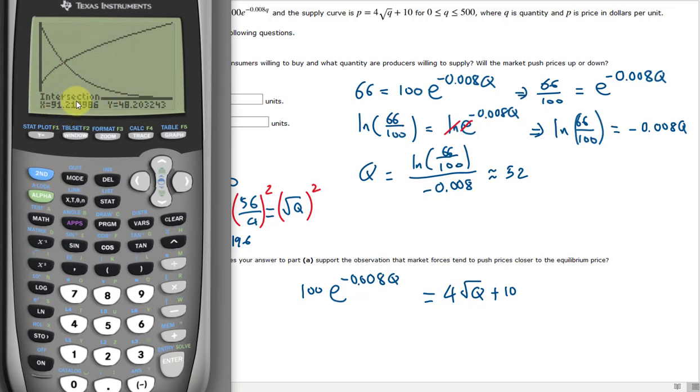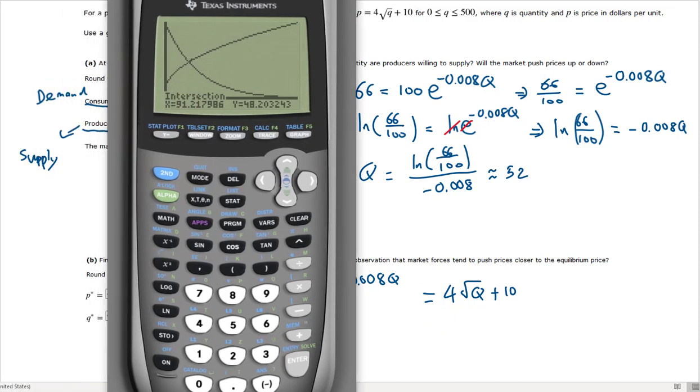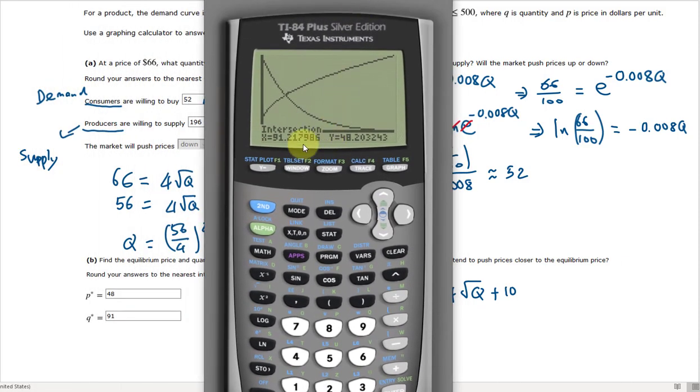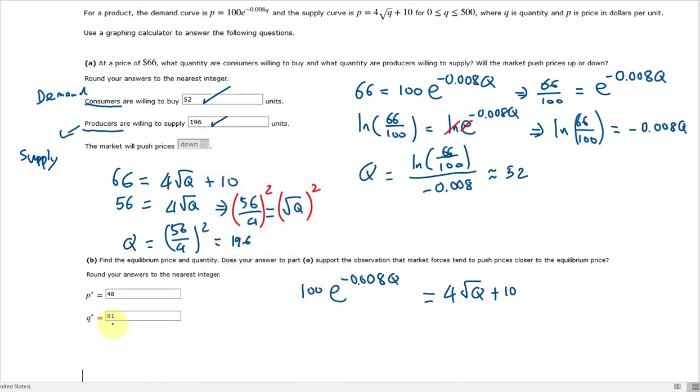So the x, remember the x in this case is the q value. So the x in this case is the q, or 91. So we round it to the nearest integer, which is 91. Okay, 91, which is right here. So q equals 91.